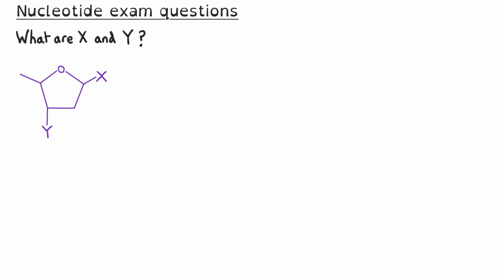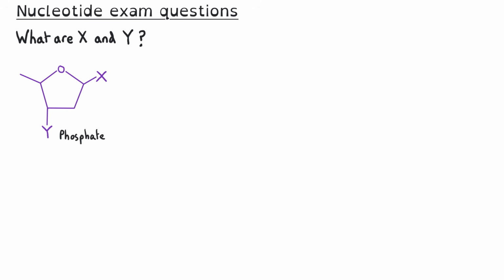An exam question about nucleotides might give you a partial diagram of a nucleotide and then have some slight mystery about these two regions here, which I'm labelling X and Y. And the question might simply ask, what are X and Y representing? And Y is representing the phosphate group.